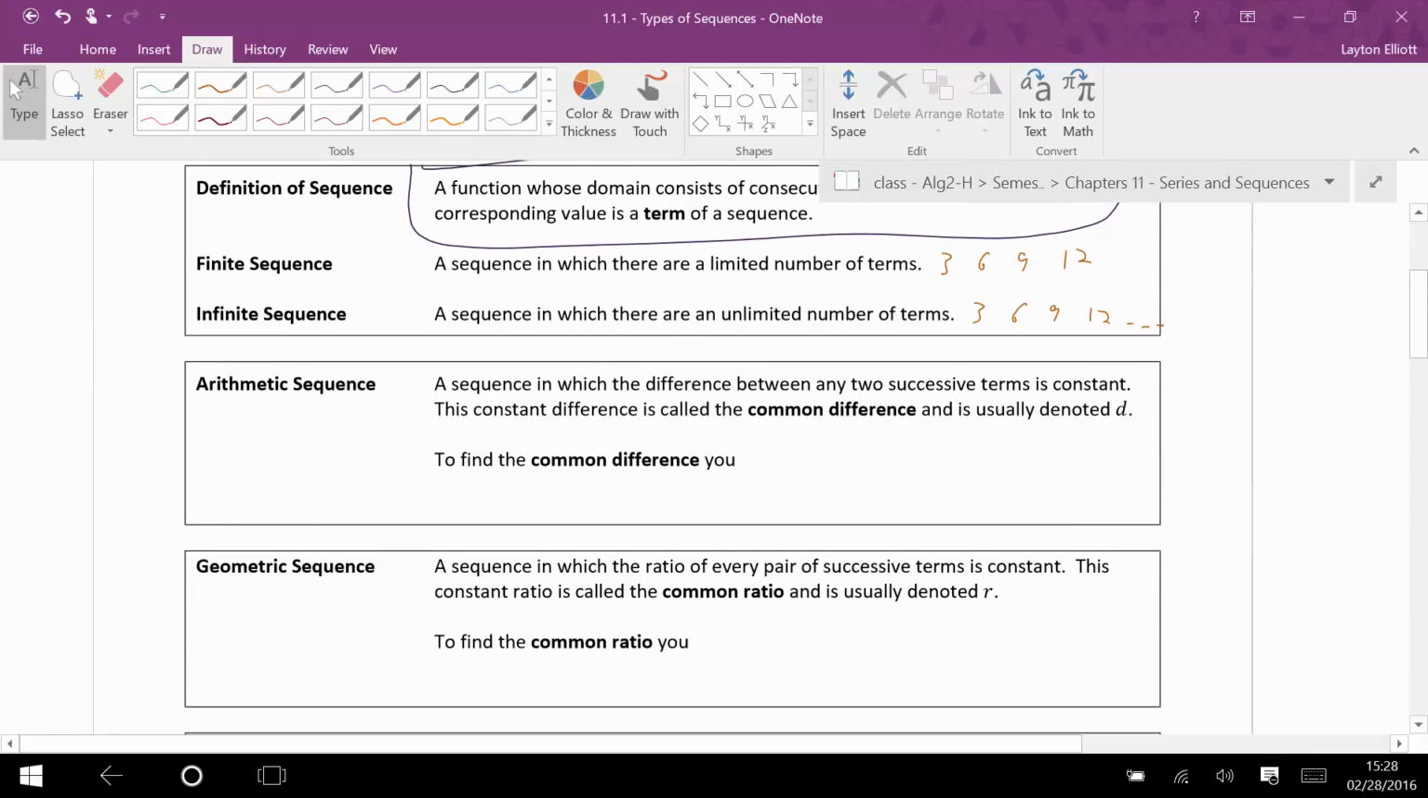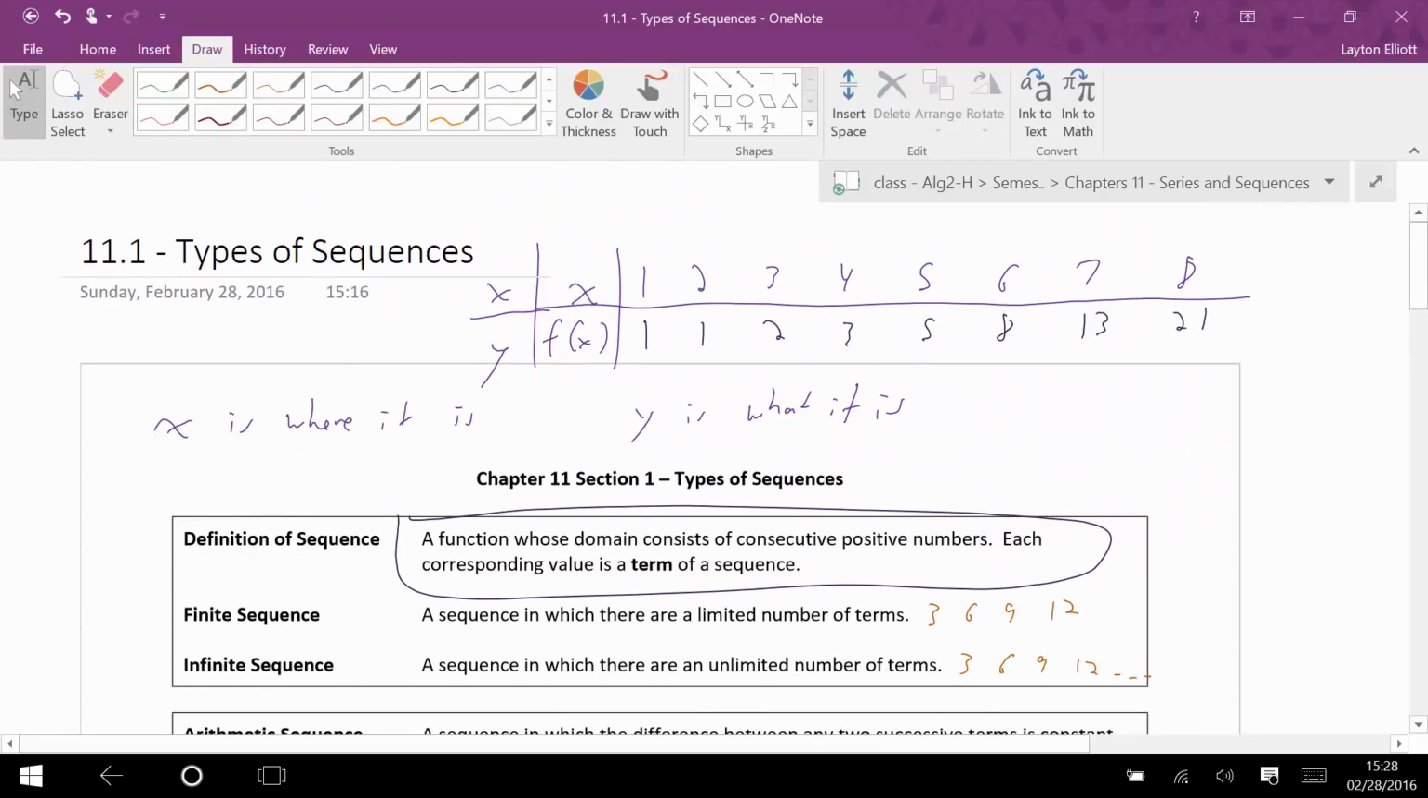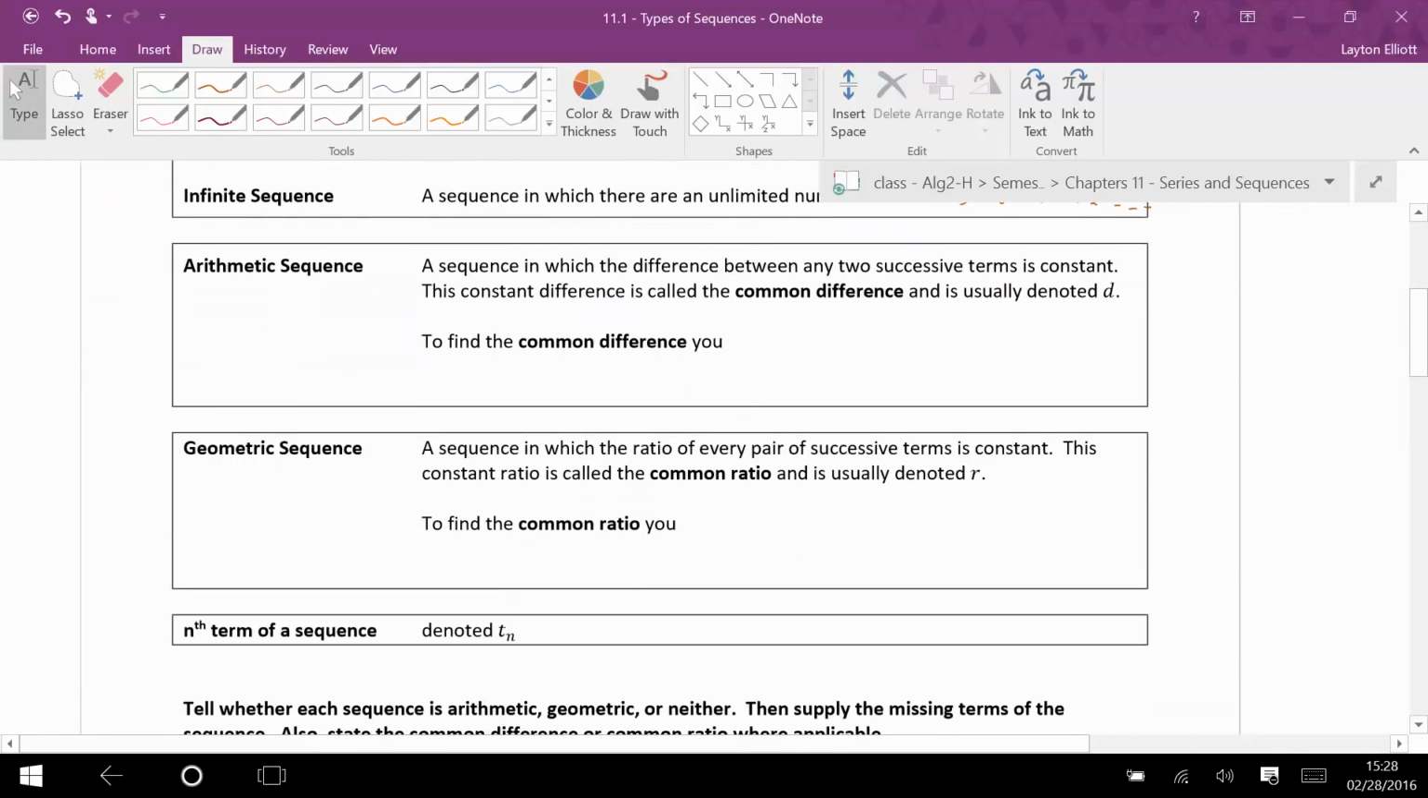There are also two primary types of sequences, although there certainly are many. The Fibonacci sequence that we did up here is neither arithmetic nor geometric, but an arithmetic sequence is a sequence that you get by adding. It says the difference between any two successive terms is constant, and we get an arithmetic sequence by adding a number to the previous number. The number that you add, the constant difference, is called the common difference, and we give it a letter D.